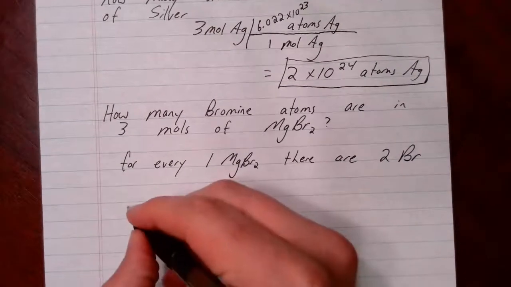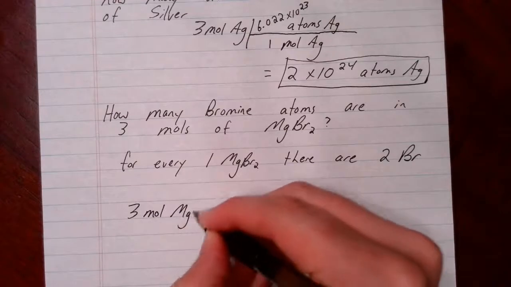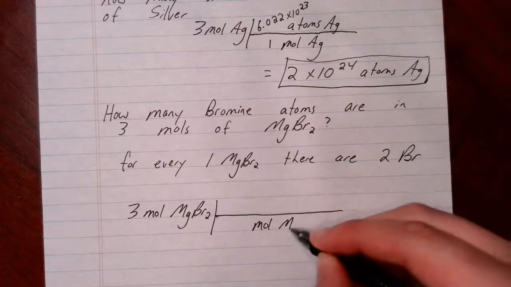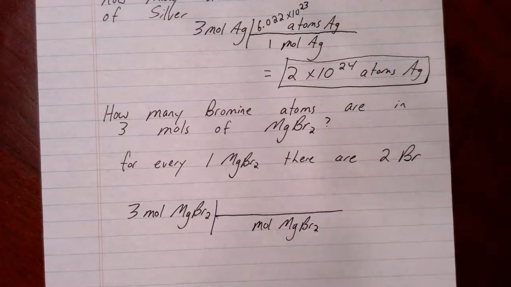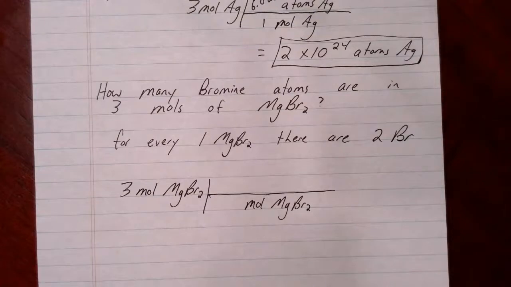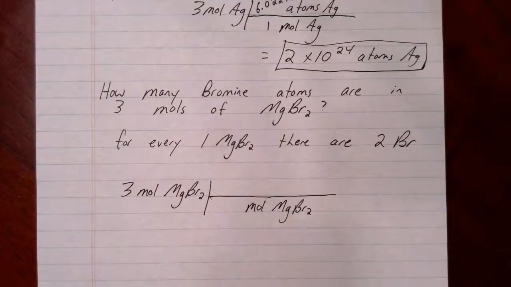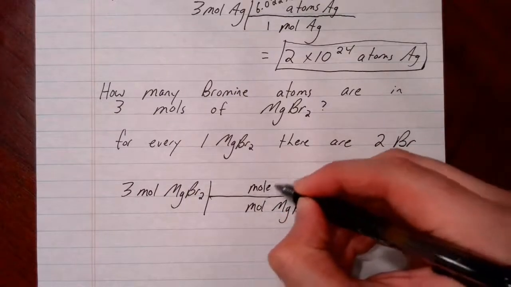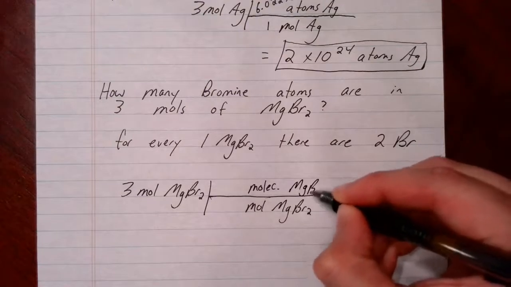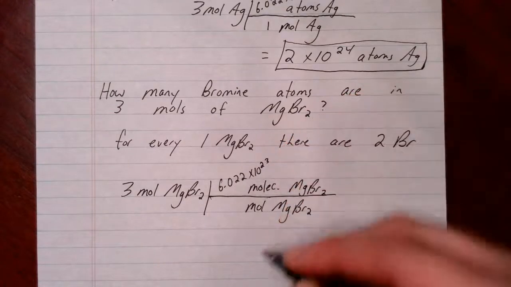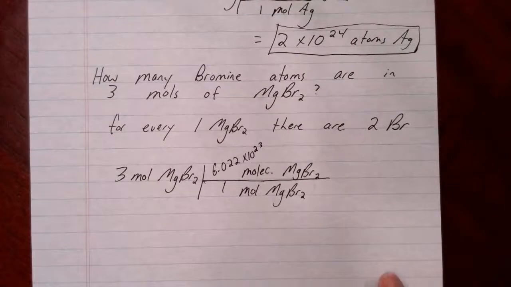So let's go ahead and set it up like normal. So I have 3 moles MgBr2. I drop down moles of MgBr2. On top, I don't write atoms of MgBr2. I write molecules of MgBr2 or particles of MgBr2, because the definition of Avogadro's number applies to whatever we're talking about, whether it be atoms or molecules. So here it is molecules. So I can write molec to abbreviate, MgBr2. So there are 6.022 times 10 to the 23rd molecules of magnesium bromide in 1 mole of magnesium bromide.